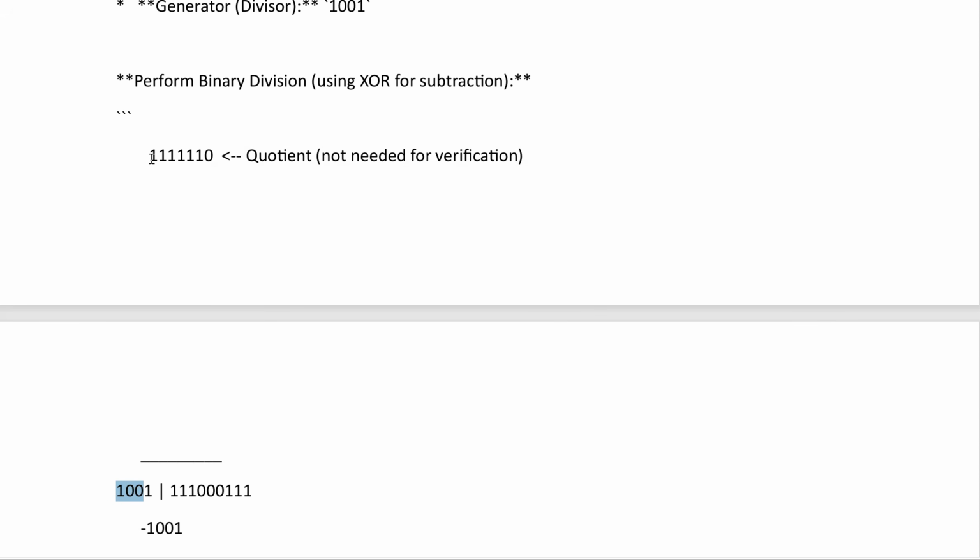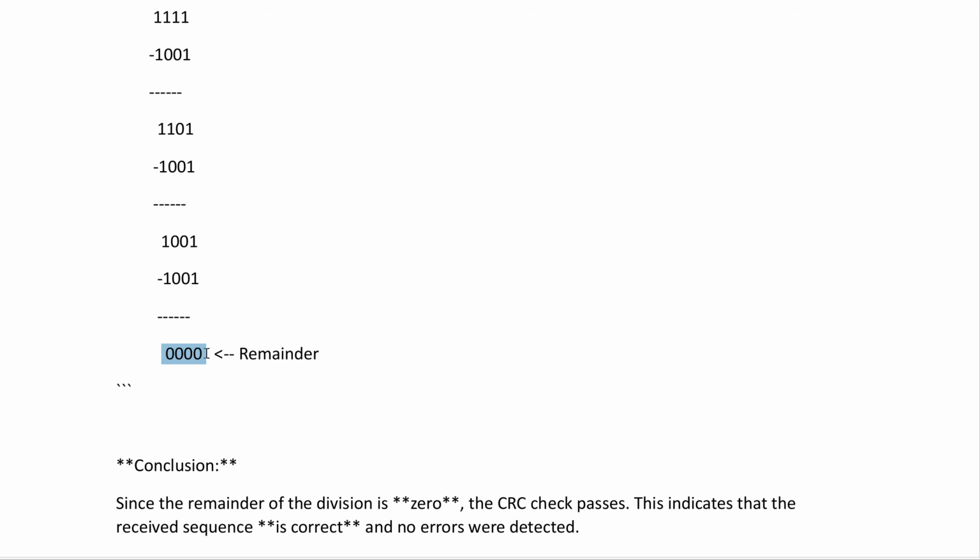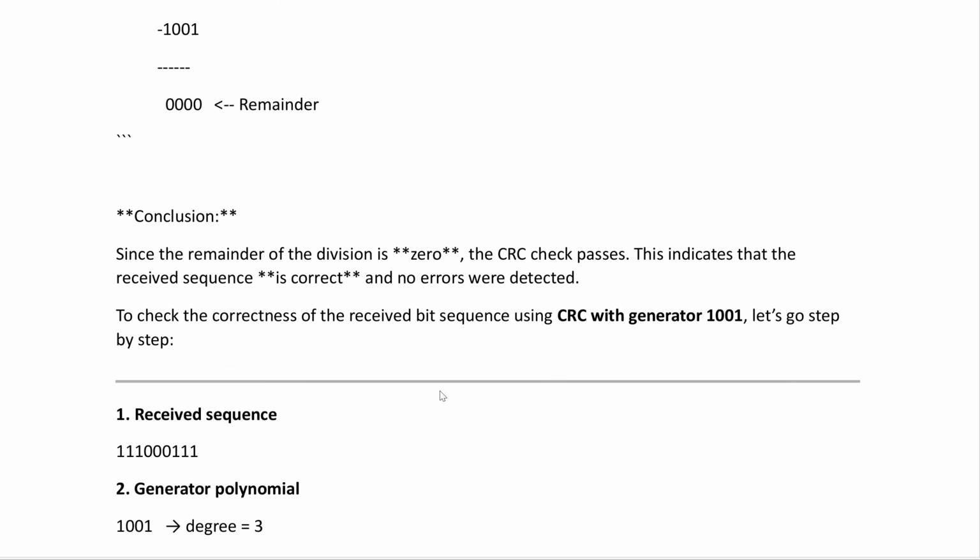Again, in binary division, when you divide this quantity by this quantity, the quotient will come out to be this, right? Quotient will be this, and remainder will eventually come out to be 0. Because the remainder of the division is 0, the cyclic redundancy check passes. This indicates that the received sequence is correct and no errors were detected.